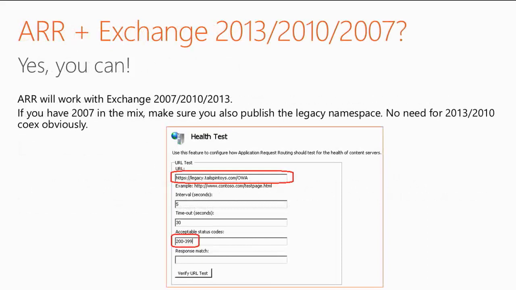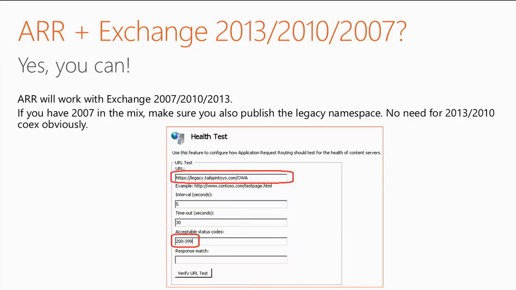And if you come to a mixed mode, all this while I was talking about Exchange 2013, but ARR works for 2007, it works for 2010, it works for 2013, it works absolutely fine. As I told you at the very start, it is not Exchange centric. It doesn't know about Exchange. It's just looking at the URL. The only thing that you have to keep in mind is the legacy namespace. If you have 2003 in the mix, make sure you just publish the legacy namespace.